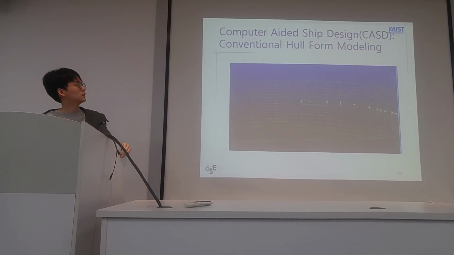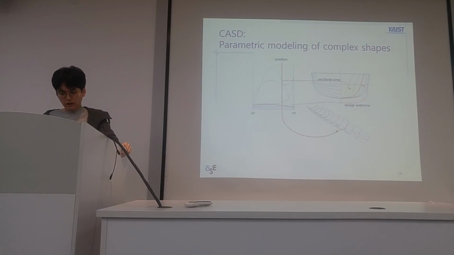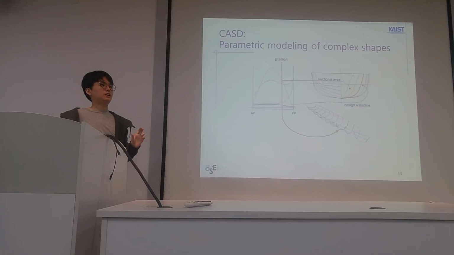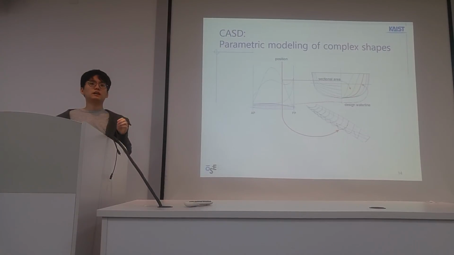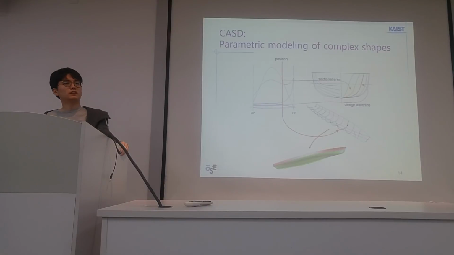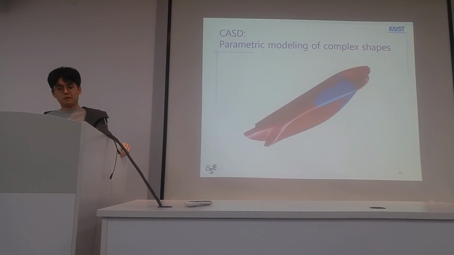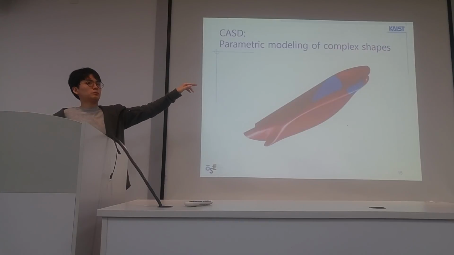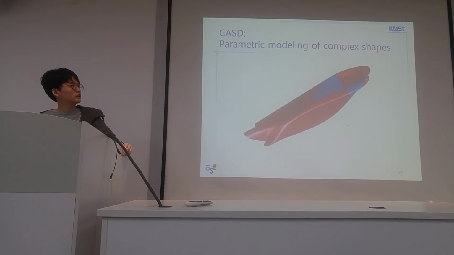This is an example of a conventional hull for modeling. And from the views, we can fill in the lines by hand or automatically by the program. So it can result in the 3D modeling of the hull. And it can control individual parts of the line.